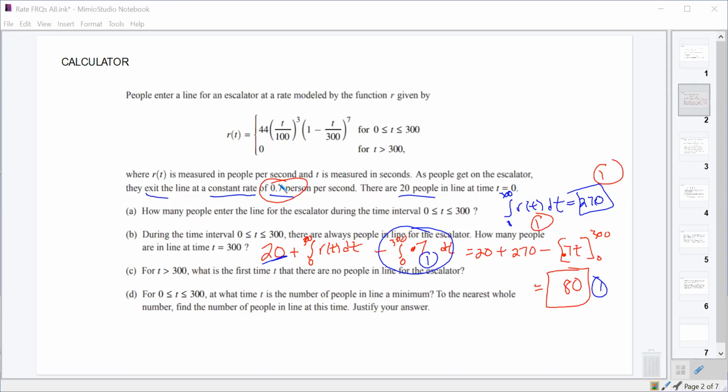Everybody good there with B now? Now that I've not added 200 to my answer for no reason, and now that we've got 0.7 instead of 0.7t.